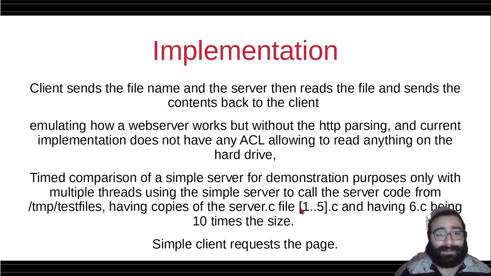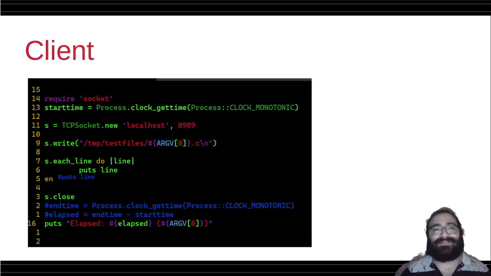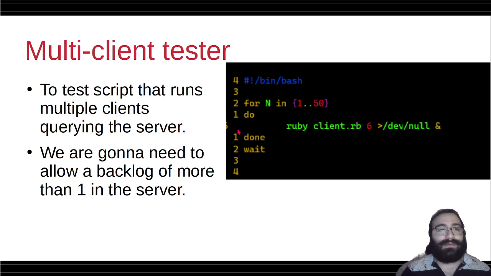Time comparison of a simple server, for demonstration purposes only, with multiple threads using the simple server to call the server code from /temp/test files, having copies of the server.c file 1 through 5.c, and having 6.c being 10 times the size. Simple client requests the page. Here's a simple client written in Ruby, on localhost, port 8989, giving us the time. And a multi-client tester is a script that runs multiple clients querying the server.